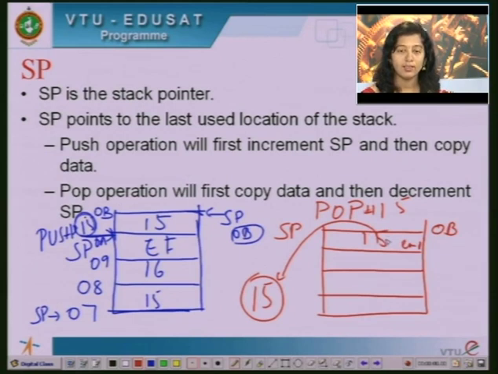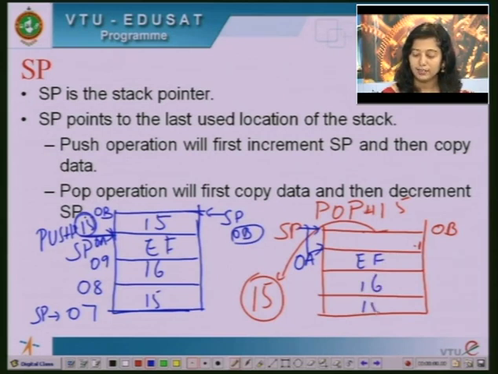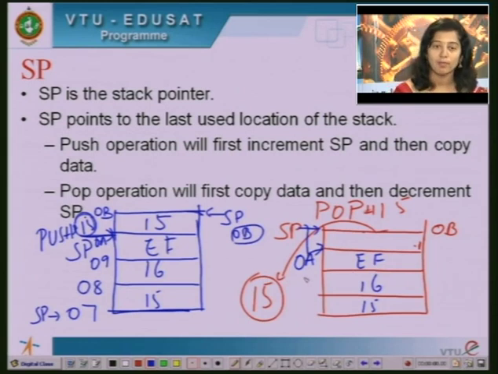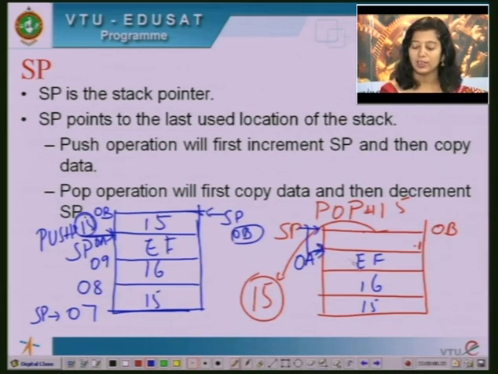There is nothing here, so this data becomes empty once 15 is removed from this location. So what do you do now? You have to readjust this stack pointer to now point to the location 0A, because now this EF is the last filled location. I have all these three locations as they are. So now the last filled location would be EF, because 15 has been popped out. One plate has been taken out. So the pointer should point to the next filled location, that is 0A. Is this clear? This is how a push and pop operation is conducted on the stack.